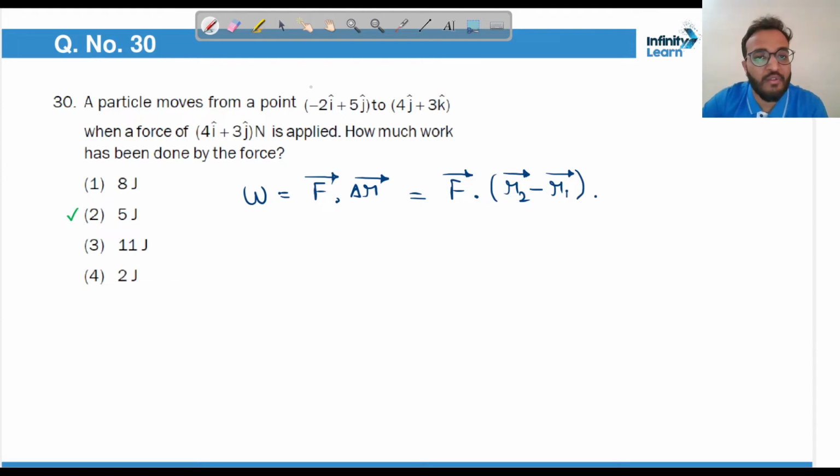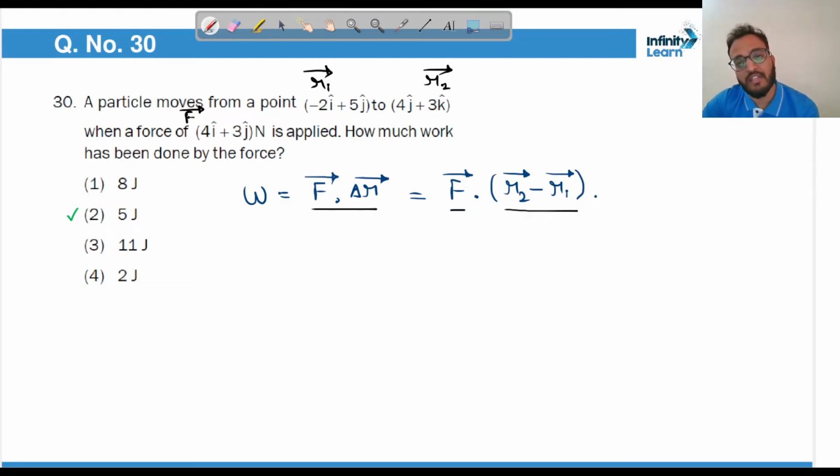Now here they have given you position vector r1 and position vector r2, and they have given you vector f also. What is the work done? Work done is f dot delta r. What is delta r? Vector r2 minus r1. Do this and do the dot product and get your answer.